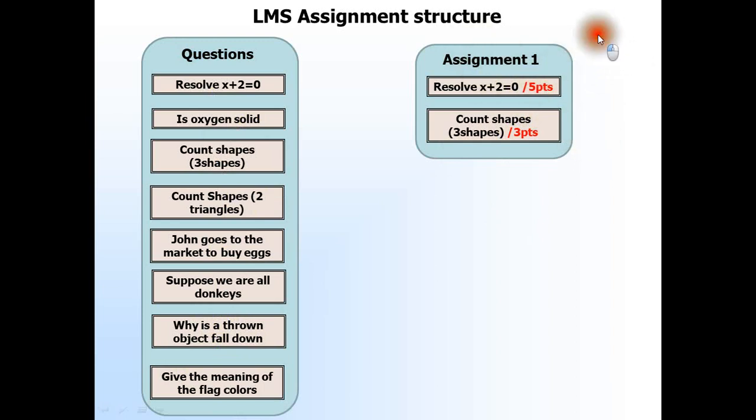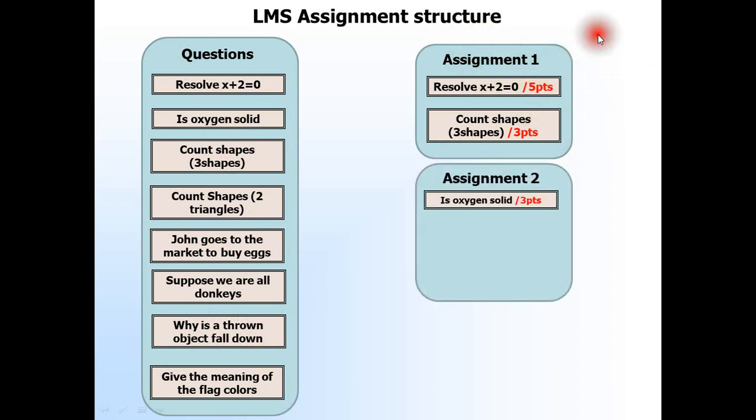You can go ahead and give assignment 2. In assignment 2, you can come and pick another question. I've kept this one. I can take another question here, resolve. This question is coming again, but with a difference in the score. It means I'm taking the same question in a different assignment. That is the advantage of having first built those questions.